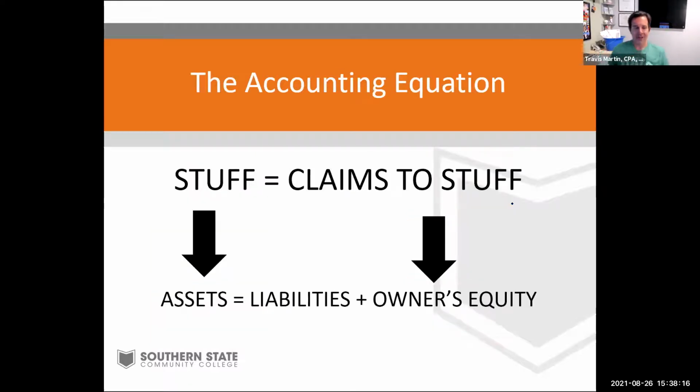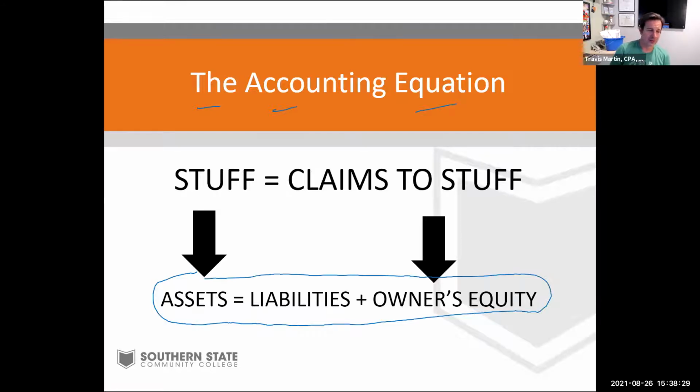All right. Our new equation, the accounting equation is what I'm going to call it. The accounting equation right here. Assets equal liabilities plus owner's equity. The stuff we have is equal to the claims. Assets equal liabilities plus owner's equity.